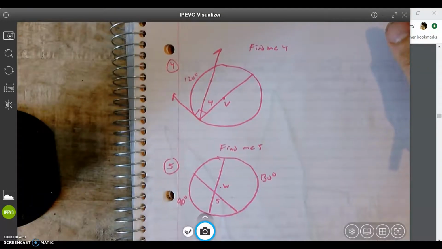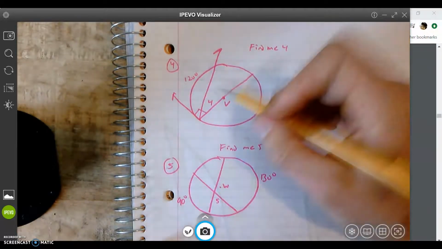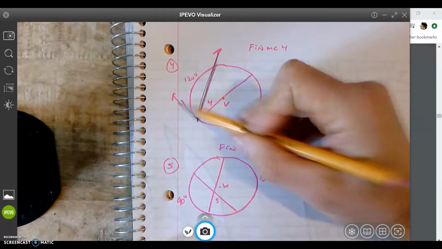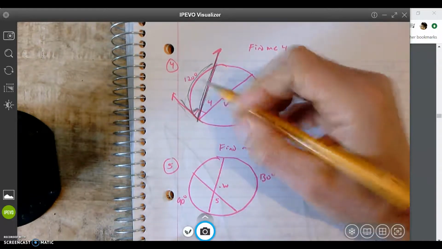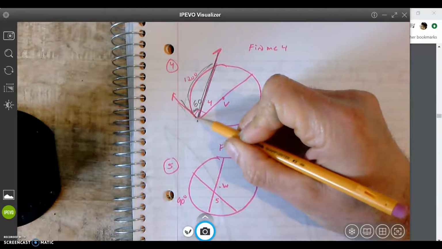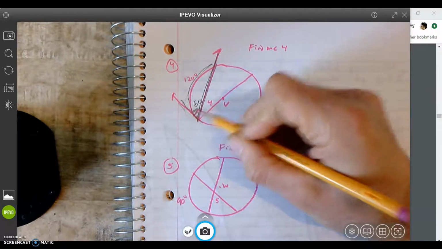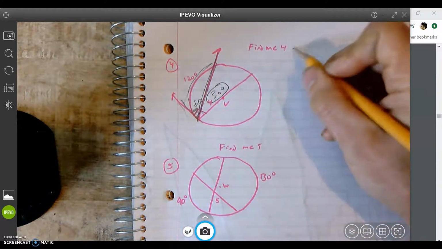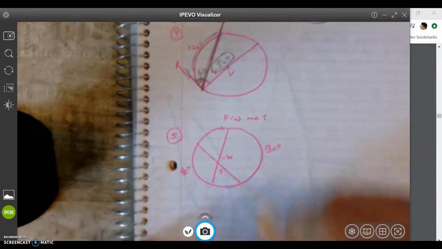All right, 4. Pause the video, see if you can figure it out. You get it? I got it. So you see how this is a secant line, and this is a tangent line, and this is 120. So that means that this angle right in here is going to be half of 120. So that's going to be 60. And if this is a right angle, which means 90 degrees, so 60 plus what is 90? Yeah, that would be 30. Got it. So the measure of angle 4 is 30 degrees. Cool.